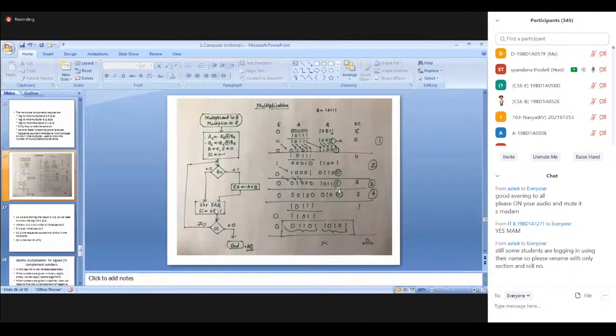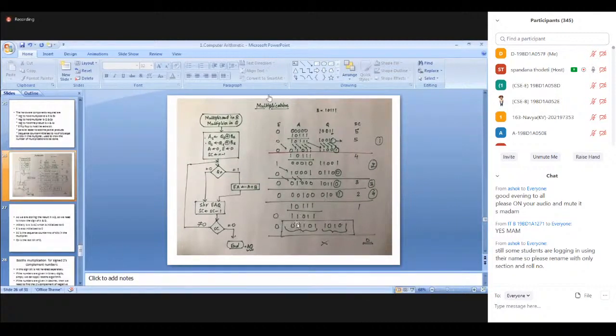Check the value of Qn. As it is 0, what you need to do? Again perform shift right operation, then you will get this. Decrement the sequence counter, as it is 1. So continue the process. Check the value of Qn. It is 1, so whenever it is 1, add the content of B to A. B is 10011. Add it to A. You will get this, and perform shift right on EAQ.